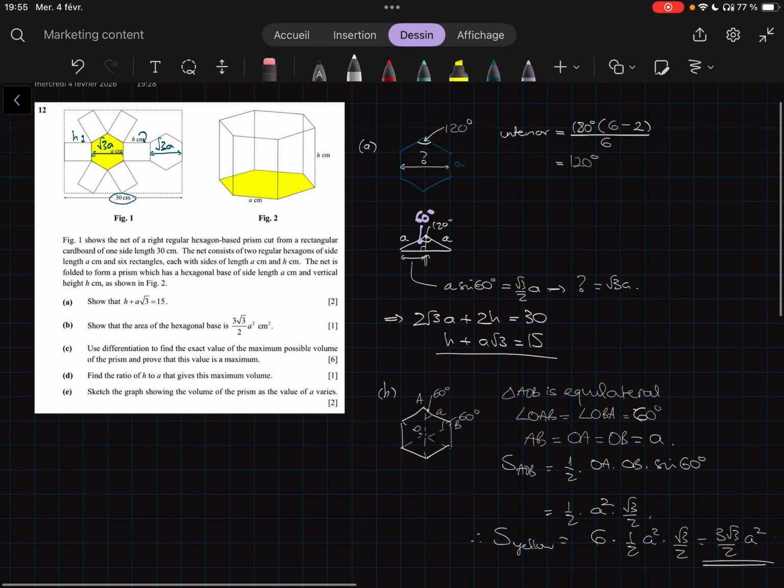Part C. Use differentiation to find the exact value of the maximum possible volume of the prism and prove that it is a maximum. Create a box, standard question.